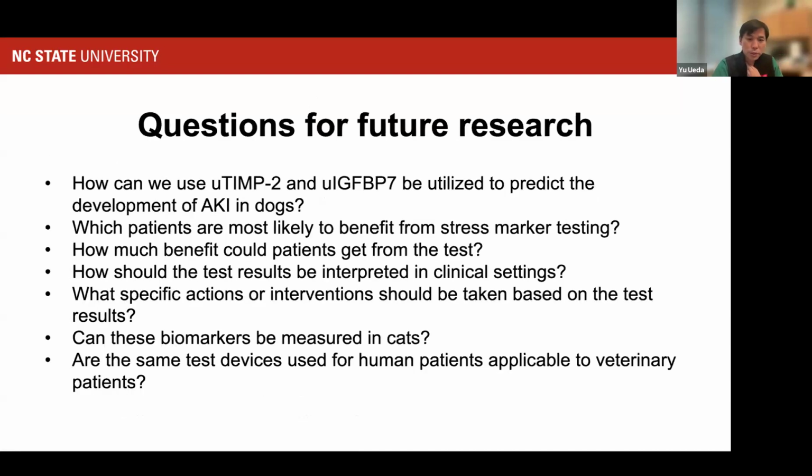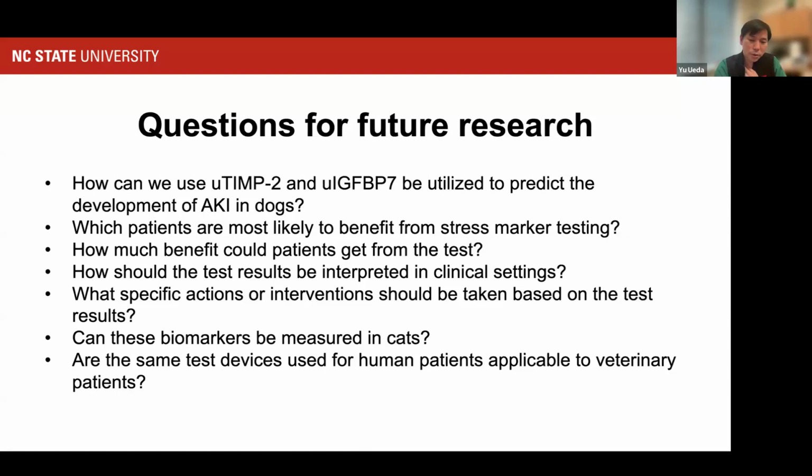So the questions for future research are: how can we use these stress markers to predict the development of AKI in dogs? Which patients are most likely to benefit from stress marker testing? How much benefit could patients get from the test? How should the test results be interpreted in clinical settings? And what specific actions or interventions should be taken based on test results?